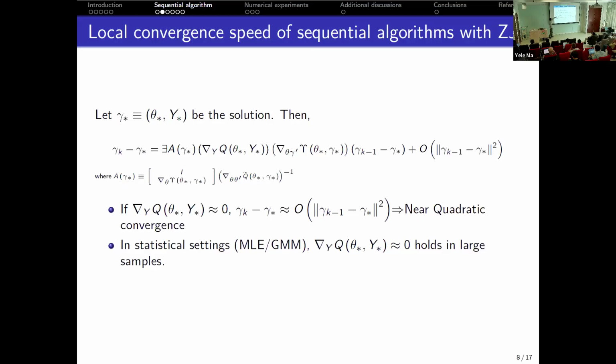Yeah, so to derive this, we have not discussed anything about statistical properties or any structures of the structural model. But in statistical settings, MLE and GMM, we can show that the gradient of Q with respect to Y is close to 0 in large sample.